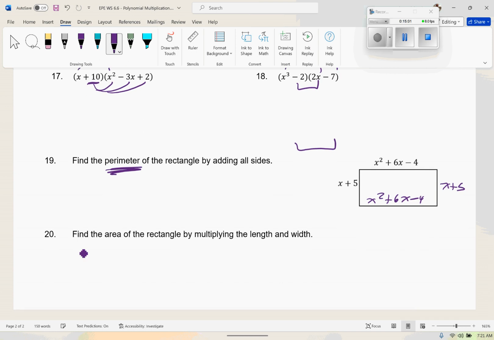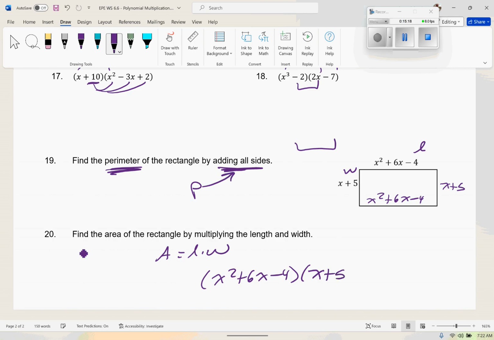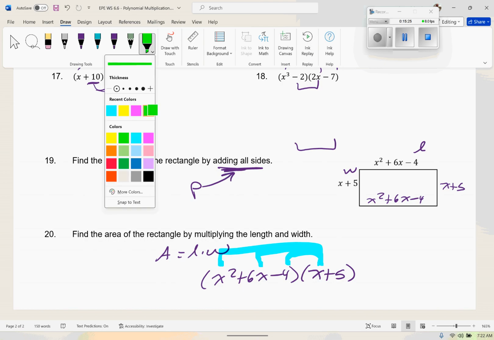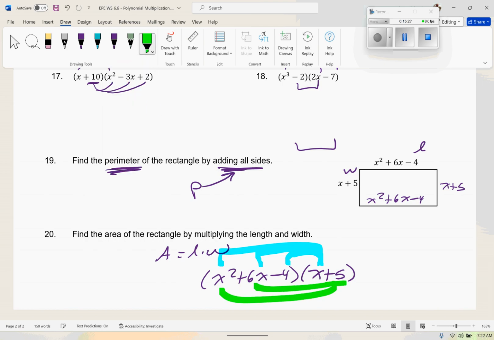And then if you're going to find the area, so perimeter is adding up all the sides. The area is going to be length times width. So if this is the length and this is the width, you're going to have to set it up like this: x squared plus 6x minus 4, and then x plus 5. So distribute here, here, and here, and then also distribute this 5 here, here, and here, and then combine your like terms. So this will be due on Monday as well, so make sure you feel comfortable about it.